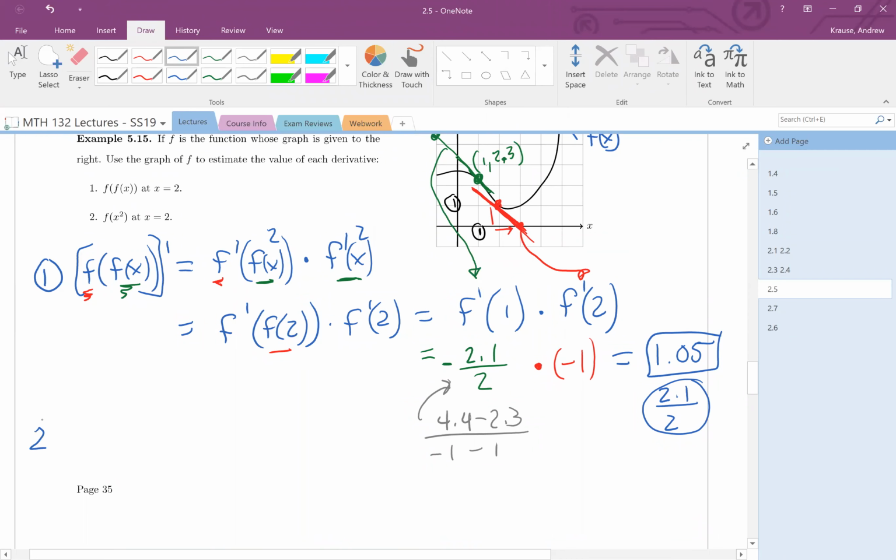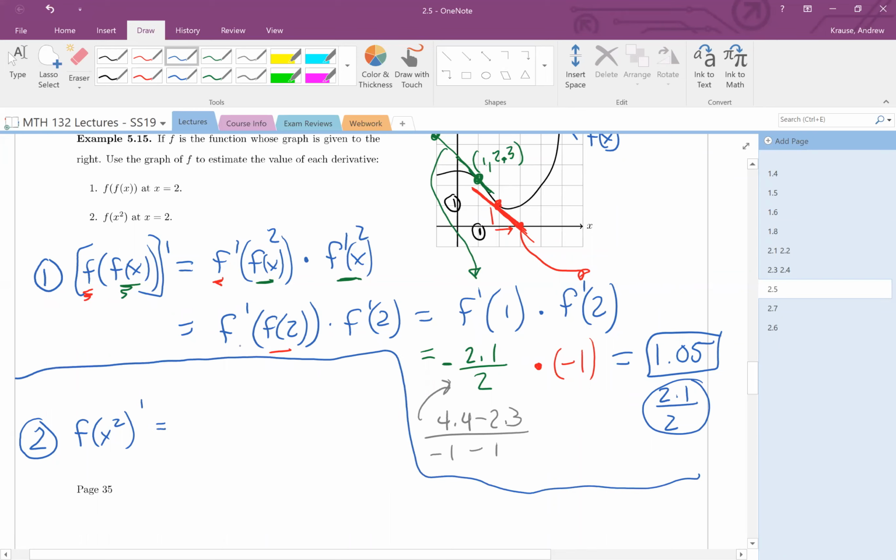For problem number 2, our work is going to be a little bit easier because the inside function is defined. The inside function in this case is the x squared function. So when we take the derivative of that, we're going to take the derivative of the outside function. We're going to leave x squared in there, and then we're going to multiply by 2x, because 2x is the derivative of x squared. And then we're going to go ahead and plug in. We're calculating at x equals 2. So we're going to plug in 2 into there.